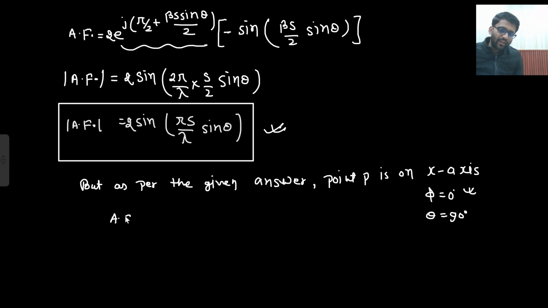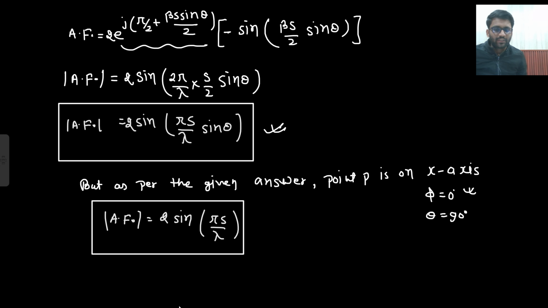So your array factor would have been 2 sin of pi s by lambda. What is sin 90? Sin 90 is 1. So this would have been the answer. But if this question is framed right now in 2025 or in 2026 or 2027, then I am pretty sure this option will be mentioned, not this option.